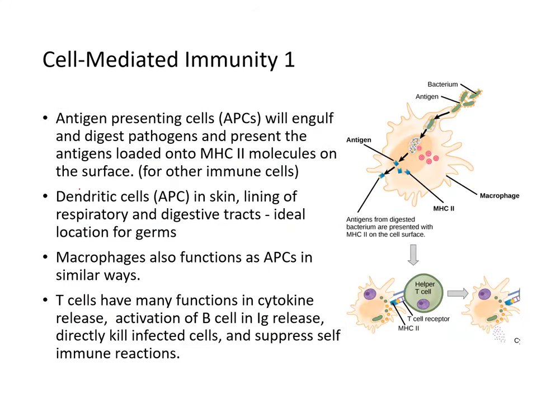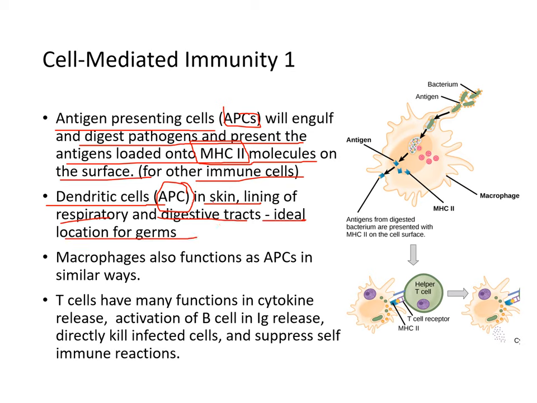So what is cell-mediated immunity? Antigen-presenting cells, APCs, will engulf and digest the pathogen and present the antigens loaded onto the MHC2 molecule on their surface. And this is for the other immune cells to come along and recognize them. Dendritic cells in the skin and the lining of the respiratory and digestive tract are also APCs. And these are the ideal location to encounter germs because they're in constant contact with the outside world. Macrophages also can function as APCs in similar ways.